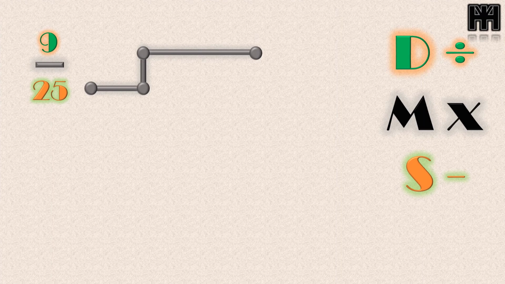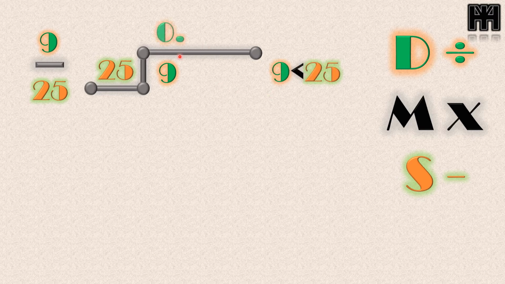Okay, now 9 over 25. We'll put the 9 under the umbrella and the 25 outside. So we'll start with the division. But 9 is smaller than 25, so we'll put 0 here, 0 point, and here 9.0. We remove the point for now to make the calculations easier.